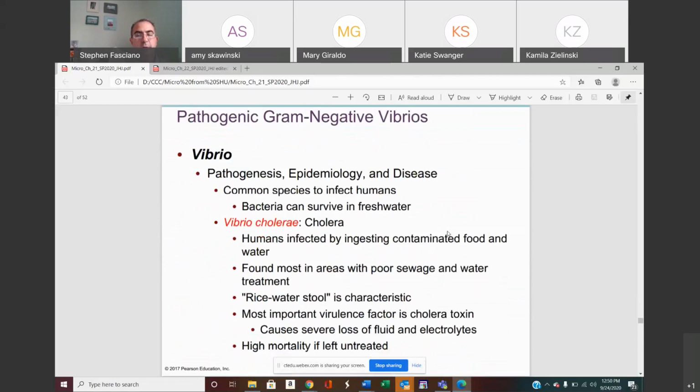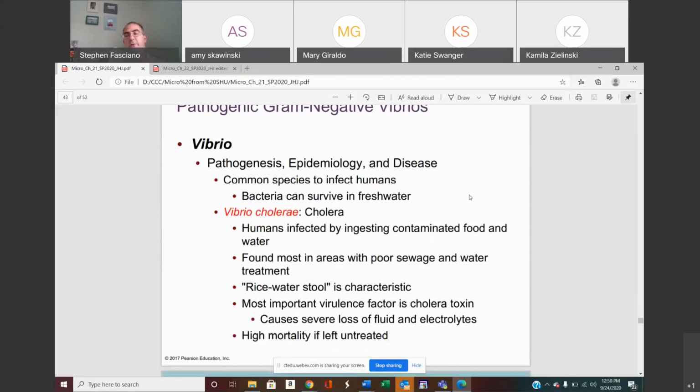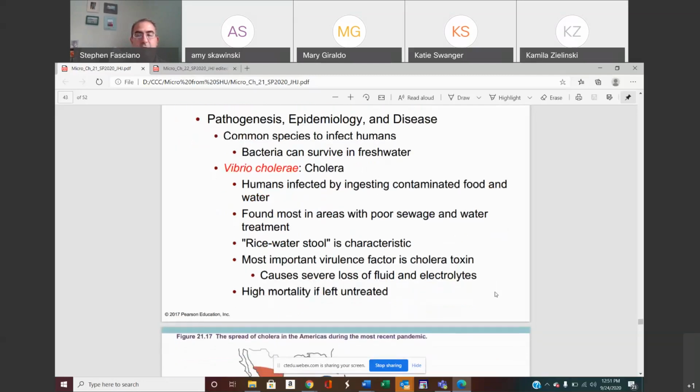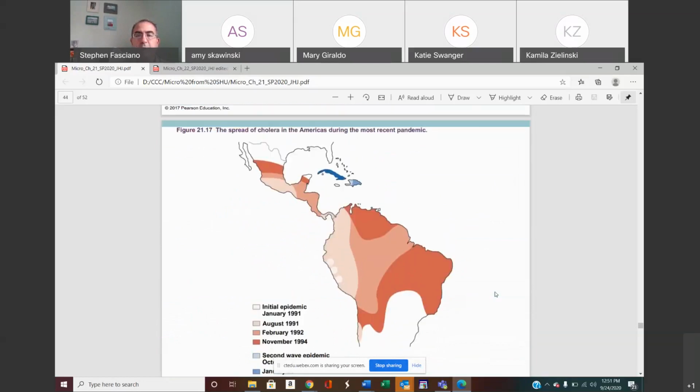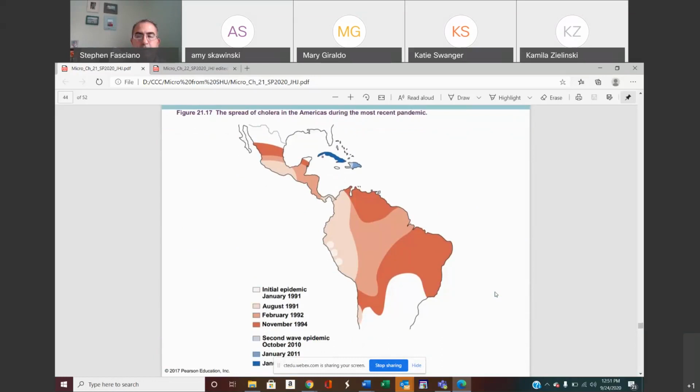One of the most well-known things that they can cause is cholera. Cholera is usually caused because somebody ingests contaminated water, right? Usually it's in a country where they don't have as good water treatment facilities as we have in America. And it can cause severe diarrhea, which leads to huge amounts of severe loss of fluid and electrolytes. You lose water very quickly, you get dehydrated very quickly. And here you can see a map of the spread of cholera in the Americas during the most recent pandemic.